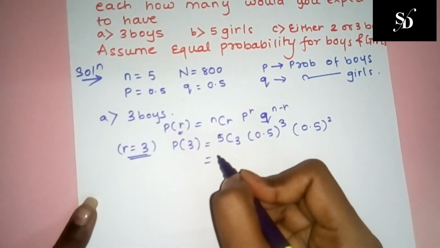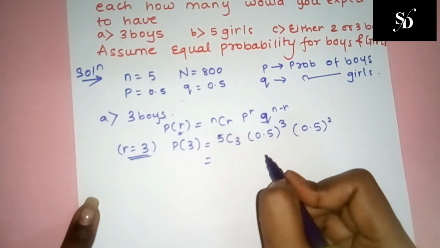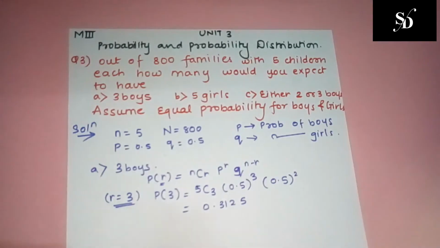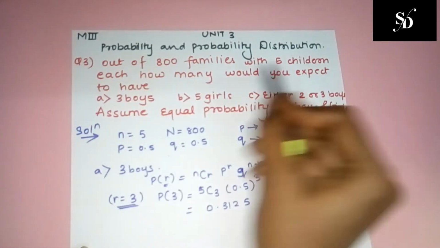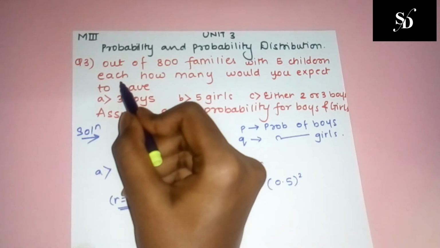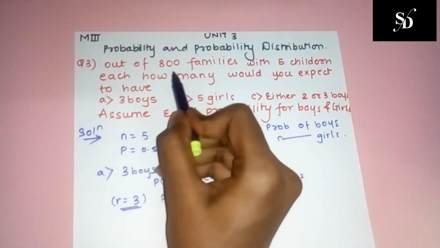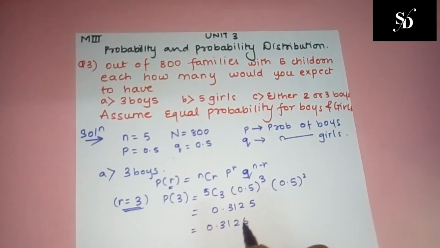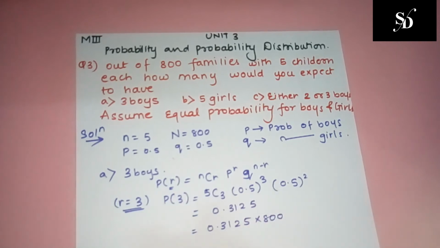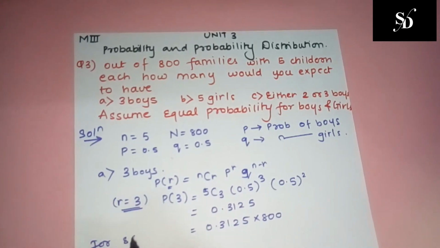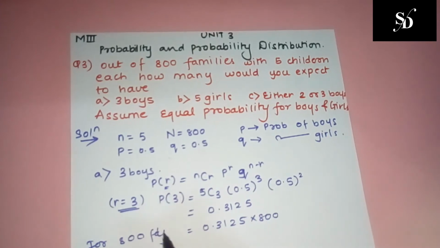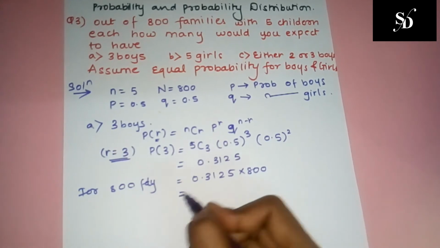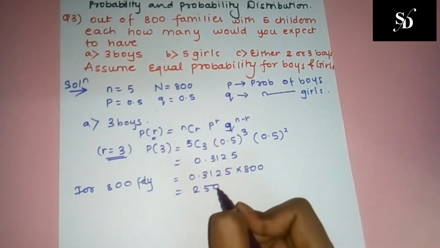Now we can work out the answer in the calculator. I am writing the answer here, you can please try it once. It is 0.3125. Now, they are telling us 5 children each, which means in each family there are 5 children. So for 800 families we have to find, that is, 0.3125 into 800. For 800 families the answer will be 250. You can try it in the calculator.